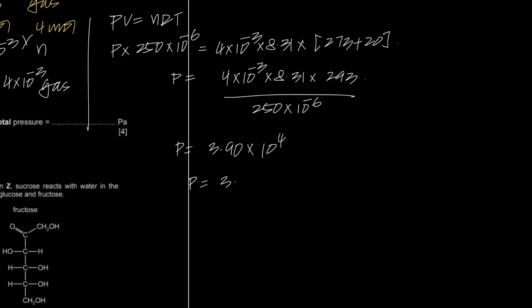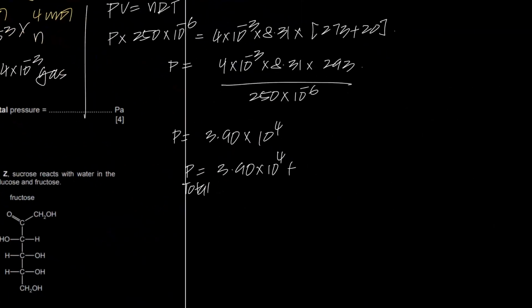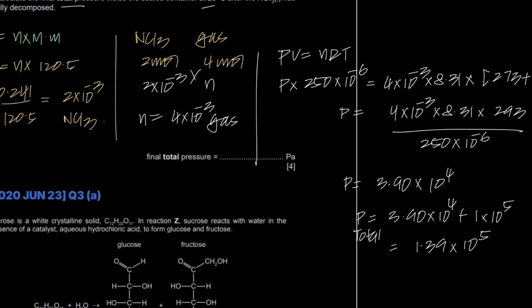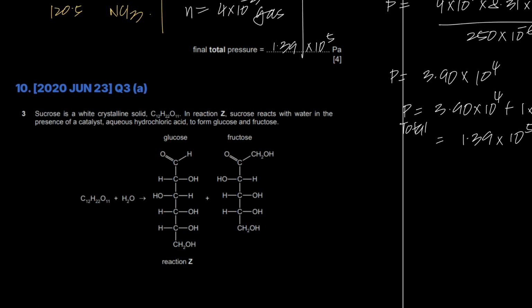P total equals 3.90 into 10 to the power 4 plus 1 into 10 to the power 5, and that should give you 1.39 into 10 raised to the power 5 if I'm not wrong. So that's the final answer. 1.39 into 10 raised to the power 5 pascals. Good. Got it. Next question.